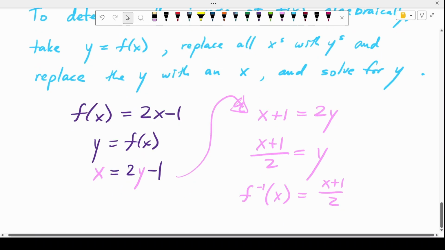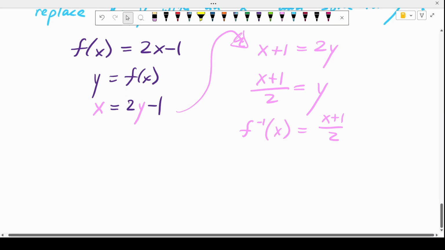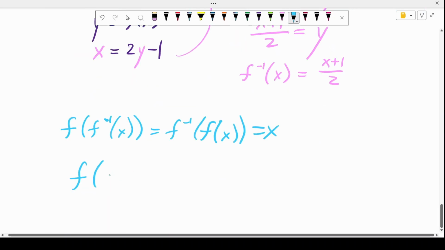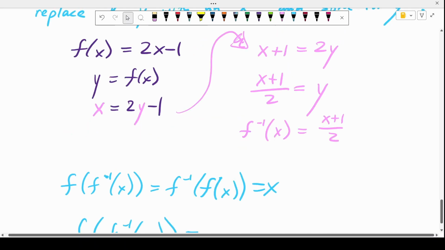Okay, let's double check that we got it right. We can prove that these are inverses by showing that f of f inverse of x equals f inverse of f of x equals x. So I'll do that very quickly. f of f inverse of x, well, f inverse of x is this here. So I'll put this inside f of x. f of x says 2 times the input. This is going to be my input.